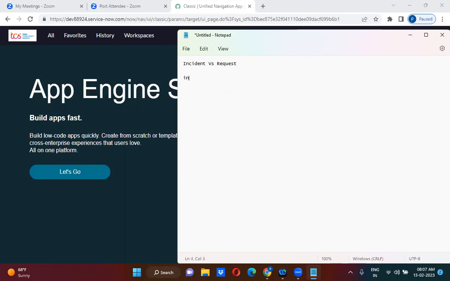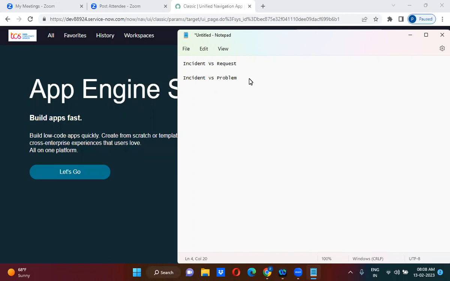So now tell me, incident versus problem. Difference between incident and problem. If the same issue keeps on repeating, then we'll consider it a problem. So for example, today I have raised one request, the issue is resolved, but still the same issue keeps on repeating after 1 week, then I will create one problem inside the incident.